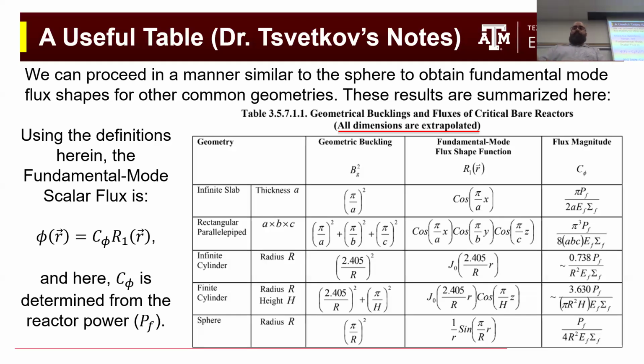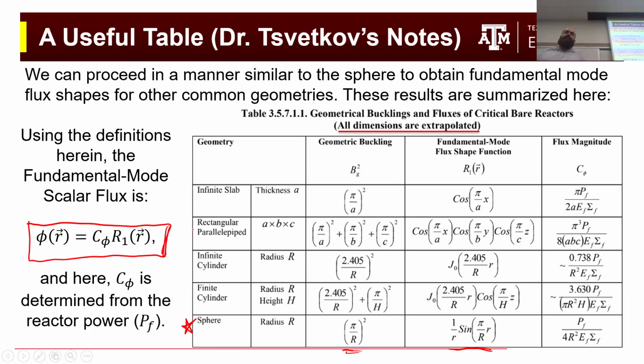And so this table, 3.5.7.1.1 in Dr. Svedkov's notes, is summarizing the results that you would get for all of the other different geometric shapes. So we just did a sphere, but notice this was what we found for the buckling, and this is what we found for just the shape function by itself. And if you want to talk about the fundamental mode scalar flux, it's just that shape function times your flux magnitude.